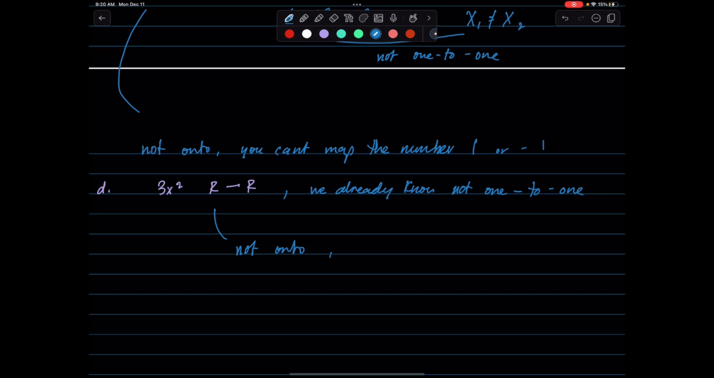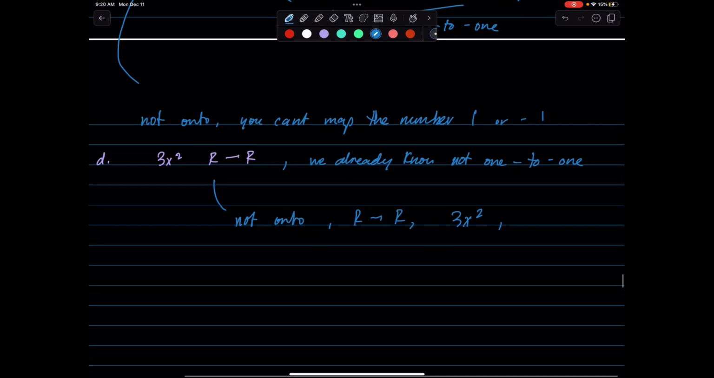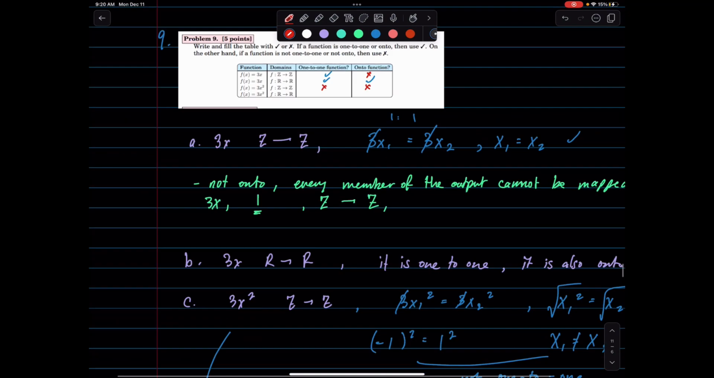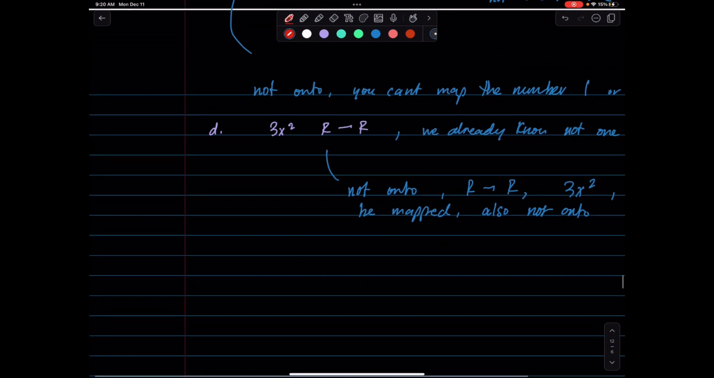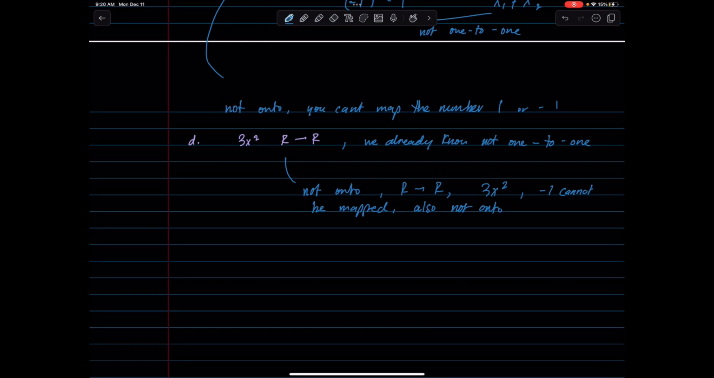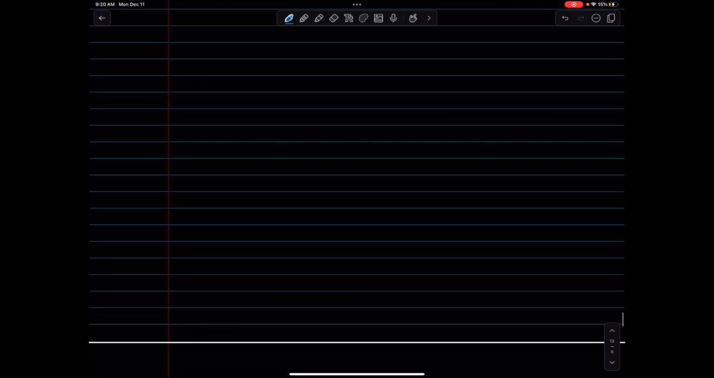The set of real numbers to real numbers includes negatives, right? And 3x squared will never give you a negative number. So -1 cannot be mapped. So this is also not onto. Yeah, that's also not one-to-one or onto. Alright, next, and almost final.